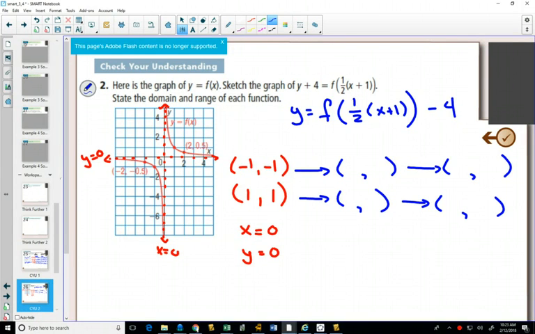So moving from left to right, what do we have? We have this half. That half is inside the function. It's going to be a horizontal stretch. We're going to multiply our x values by 2. Here we have a horizontal translation. It's already in factored form, so we know that we're going to be going 1 to the left. And here we have a vertical translation. We know that we're going to be going 4 down.